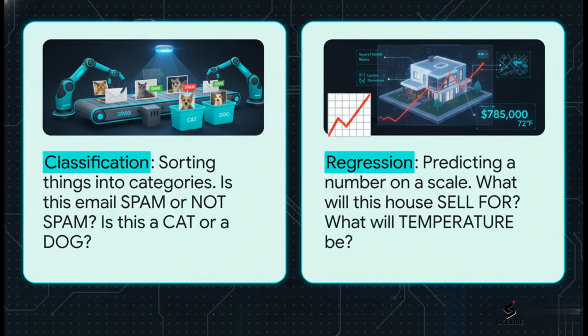Now, this type of learning really comes in two main flavors. On the left, you've got classification. This is all about sorting things into buckets. Is this email spam or not spam? Is that picture a cat or a dog? The answer is always a category. Then on the right, you've got regression, and that's all about predicting a number on a scale. What will this house sell for? What's the temperature going to be tomorrow? The answer is a specific value.